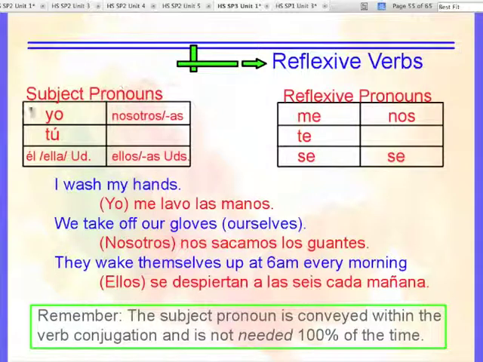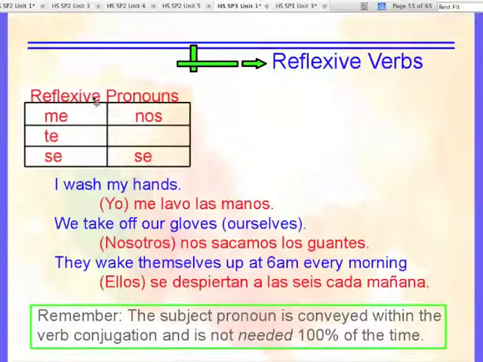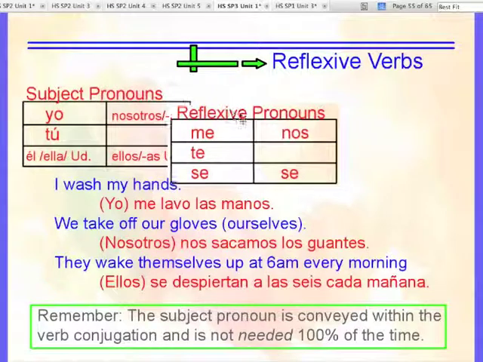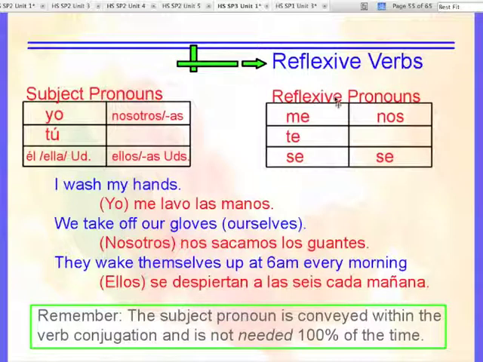Okay, and this is what I was referring to earlier. Your subject pronouns and reflexive pronouns. And I want you to see that reflexive pronouns, they go right on top of each other, right? So if you have yo, you're going to have me. If you have nosotros, you're going to have nos. Reflexive pronouns and subject pronouns serve different purposes. Subject pronoun tells you who's doing the action, and the reflexive pronoun tells you to where the action is returning.